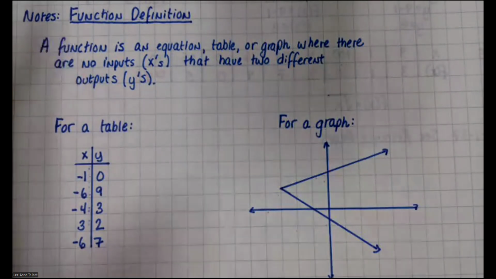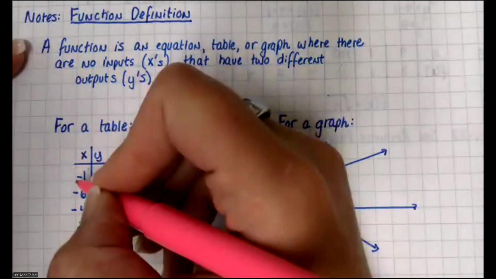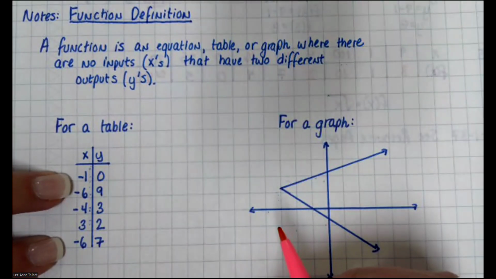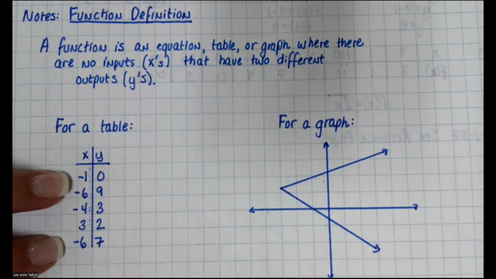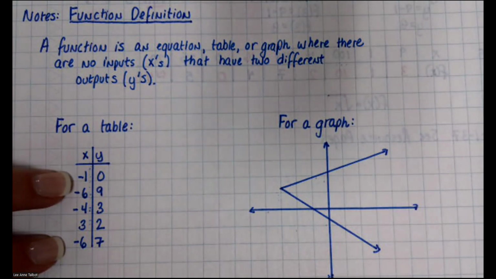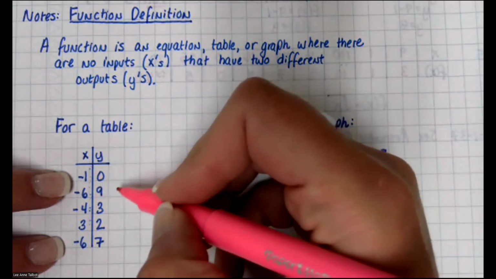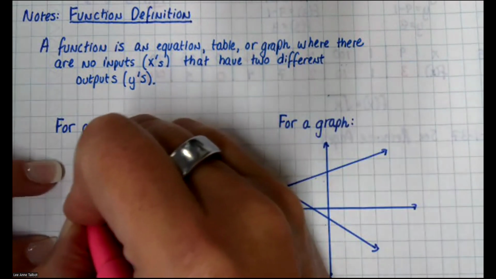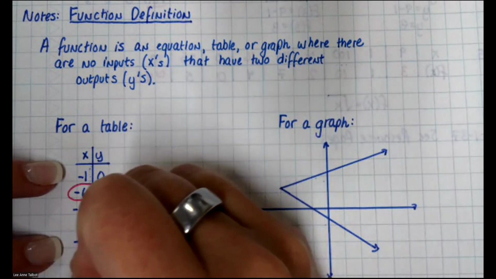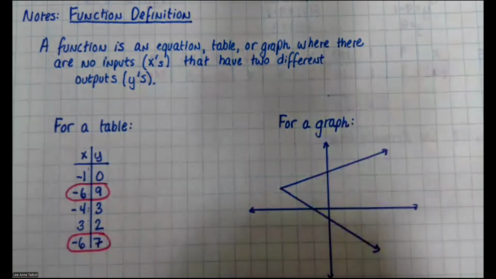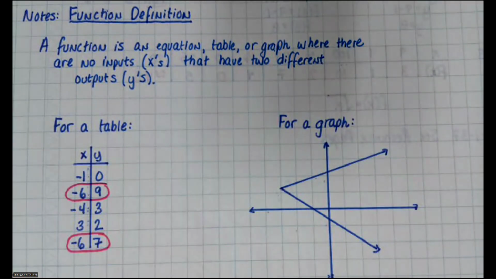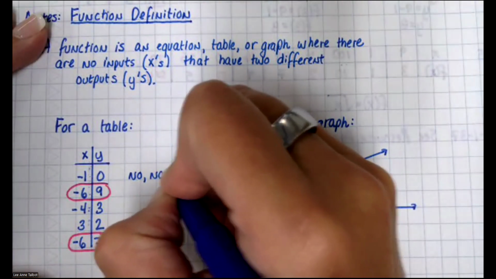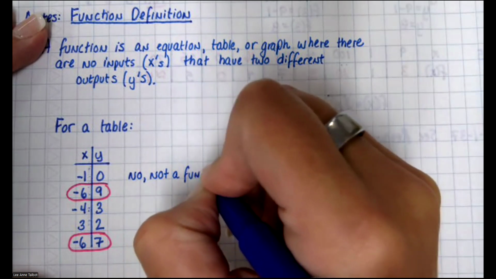So if you're given a table, what you do is you analyze the x's and scan your peepers on it and see if there's any repeating x's. And then you say, do they go to different y's? If they do, then you circle them. And you would say, no, not a function.